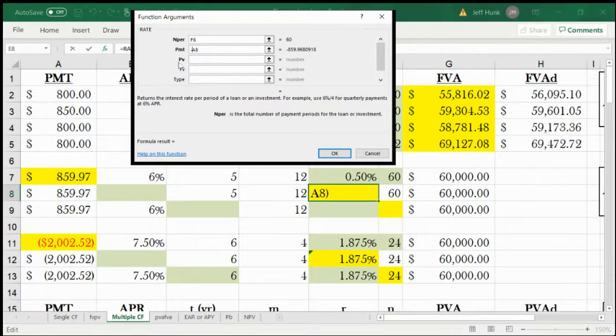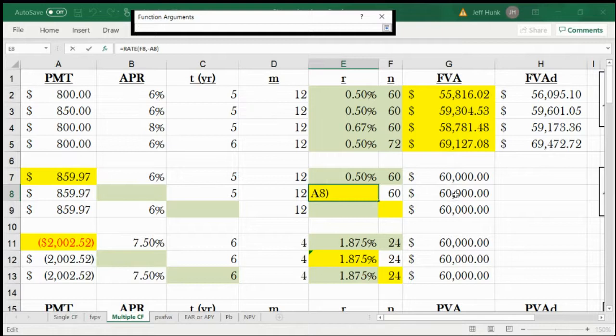There is no present value. Next thing is present. There is no present value because this is a multiple cash flow model. There is no single lump sum at time zero, right? It's all payment building to future value, right? And what's the future value? Future value is 60,000, right? We have it there.